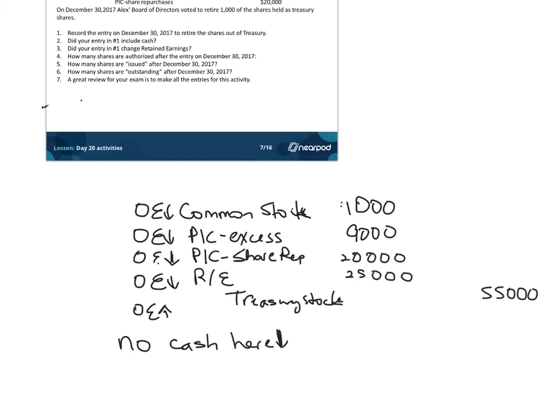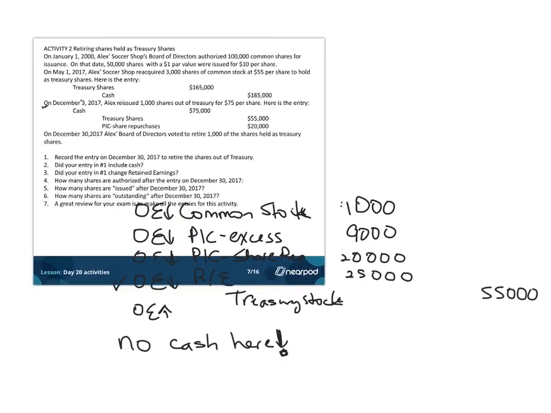Oh, that's supposed to be an exclamation point. I made an arrow because I've just been doing journal entries. Did your entry change retained earnings? Yes, it did. It did, in fact, change retained earnings. I'm trying to make a check mark. Ooh, we're so close. All right. How many shares are authorized after the entry? If we look back at the information, there are 100,000 shares authorized, so those are still authorized. Nothing changes authorized shares.